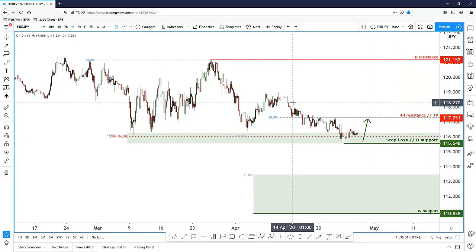All right, this is really just taking advantage of the volatility surrounding the news that will be released later on today for Bank of Japan, and also later on in the week for the Euro Central Bank.